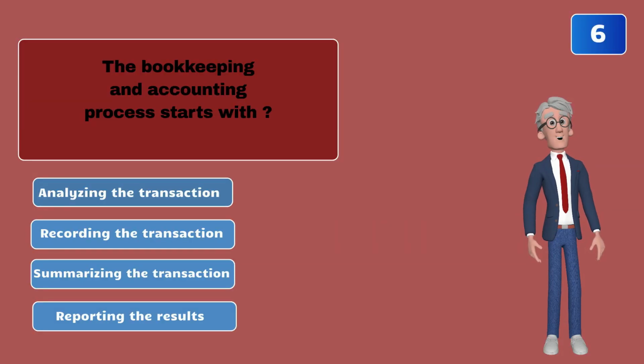The bookkeeping and accounting process starts with: analyzing the transaction, recording the transaction, summarizing the transaction, reporting the results of the transaction.